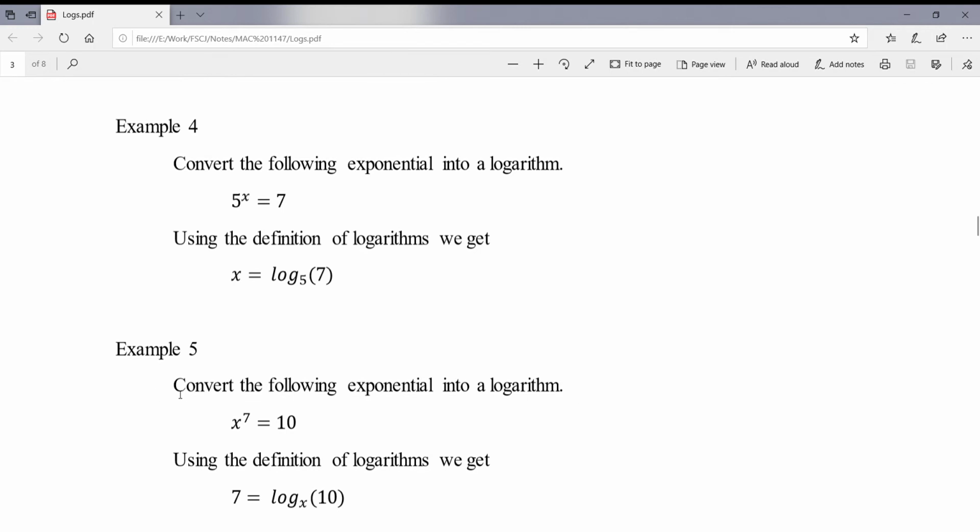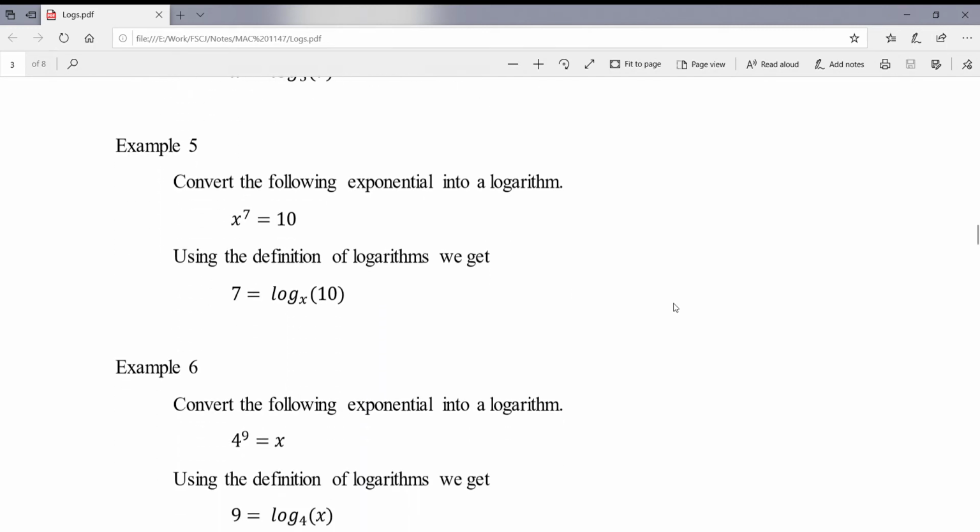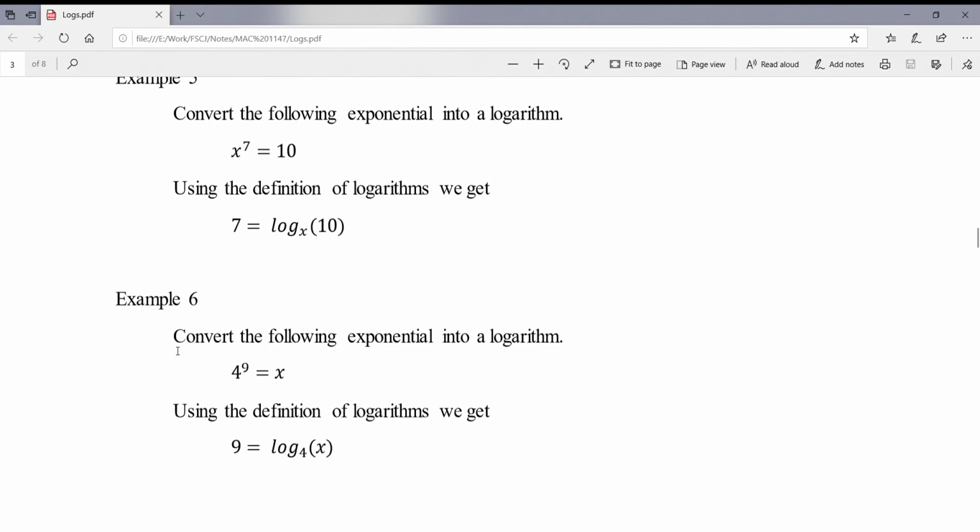Example 5. Convert the following exponential into a logarithm. X to the 7th power is equal to 10. Using the definition of logarithms, that gives us 7 is equal to log base x of 10. Example number 6. Convert the following exponential into a logarithm. 4 to the 9th power is equal to x. Using the definition of logarithms, we get 9 is equal to log base 4 of x.